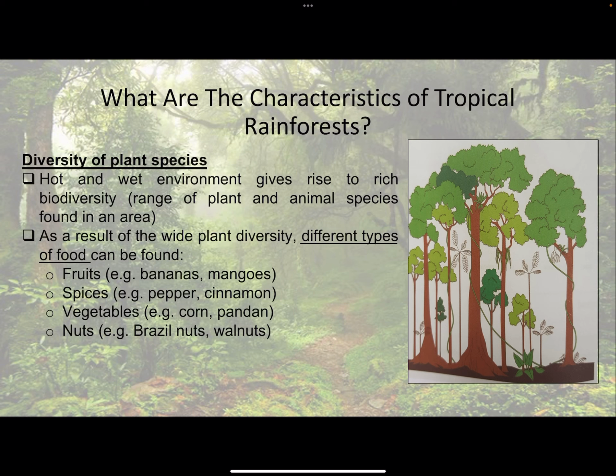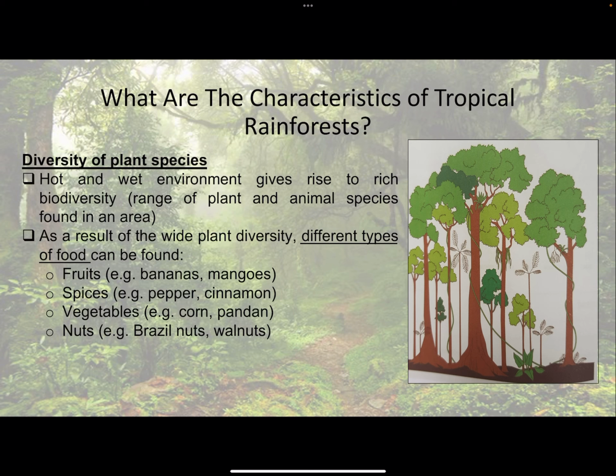Some of the common varieties you have actually encountered. You may not have encountered the plant itself, but you've definitely encountered the fruit. So tropical fruits, things like bananas, mangoes, these are trees that you find in the rainforest. Other things like spices, your pepper, your cinnamon, things that you use in cooking, are also found in the rainforest.